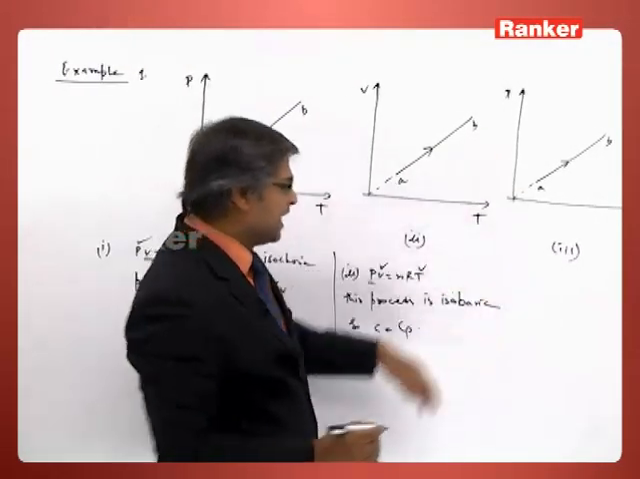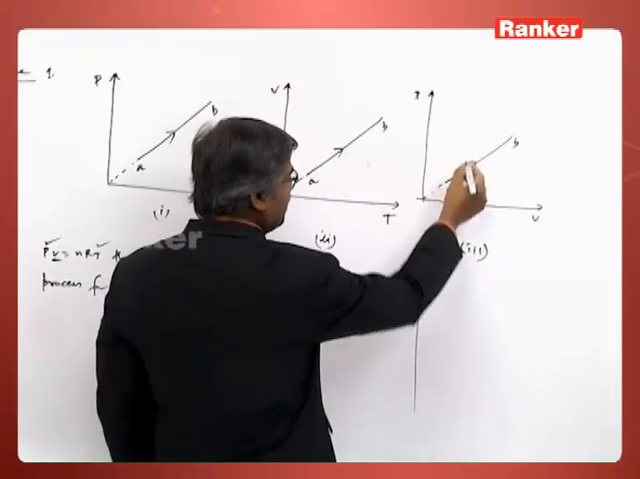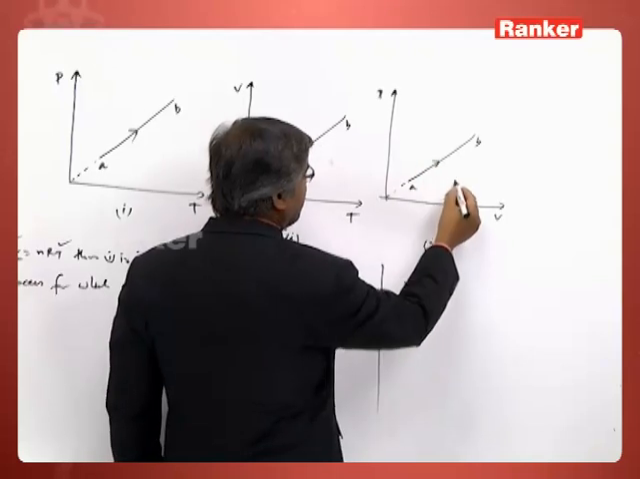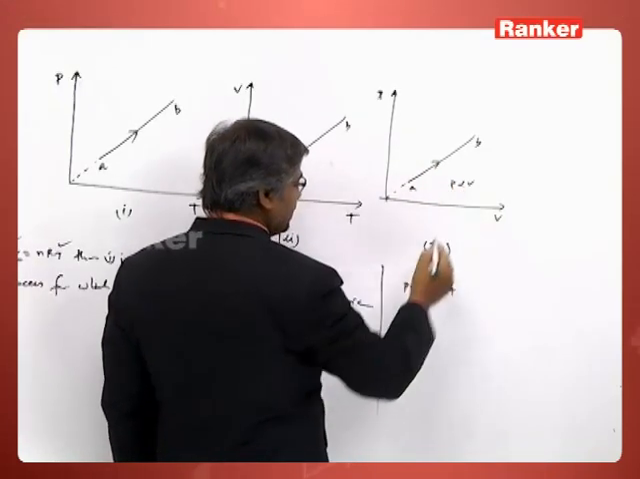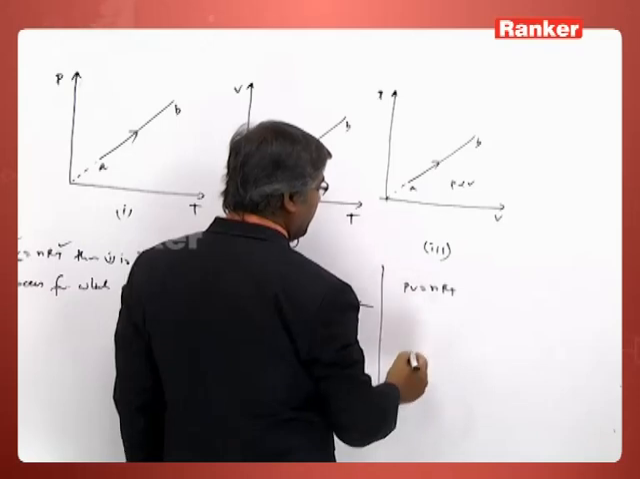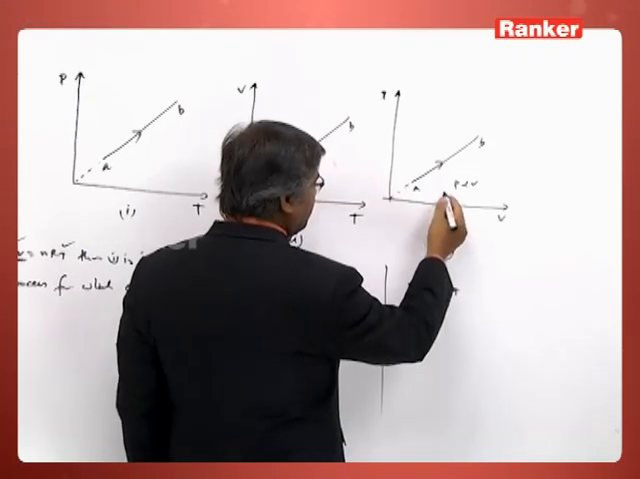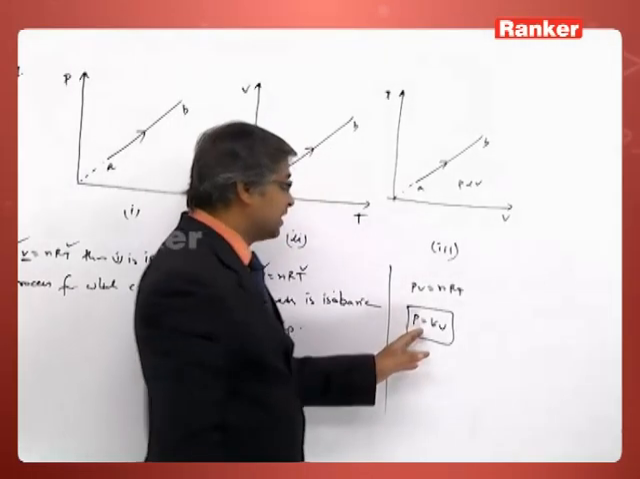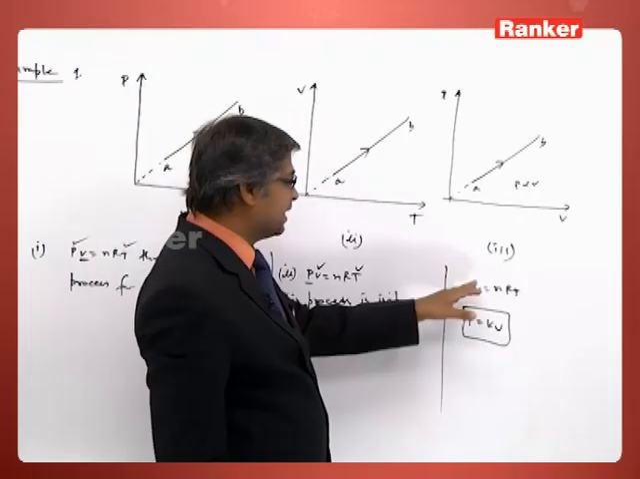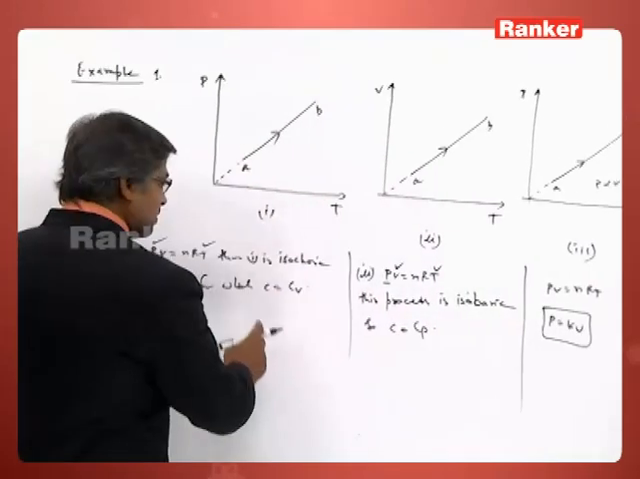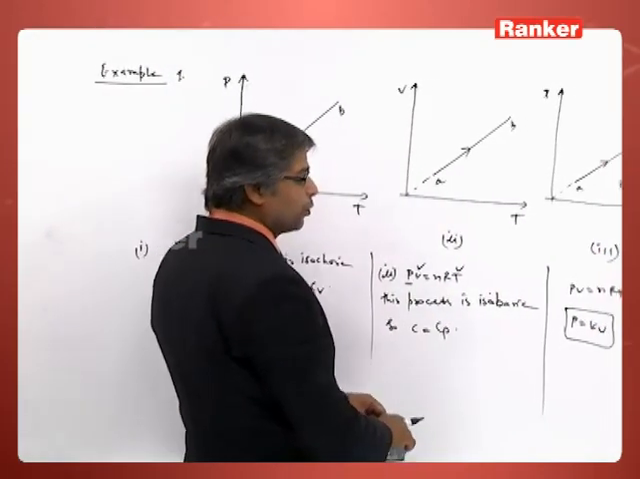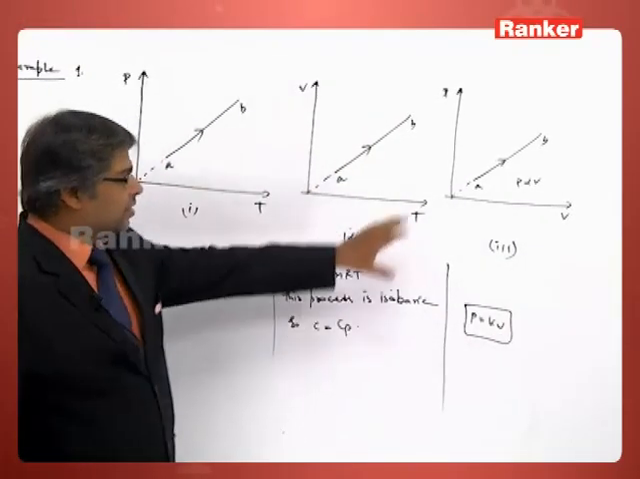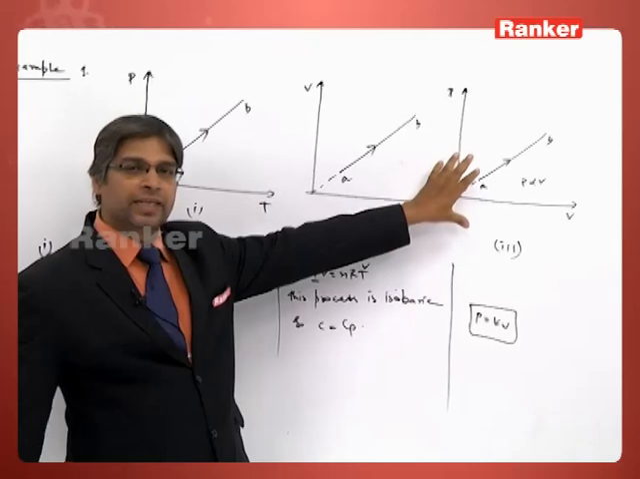Now come to this process. Here PV is equal to nRT, and you can see P is proportional to V. That means the process is P is equal to kV. We don't have any simple process like isobaric or isochoric here. Pressure is proportional to V. This is the process. So now let us see this third one, how to calculate the specific heat for it.